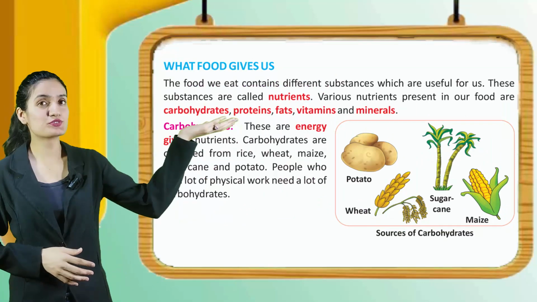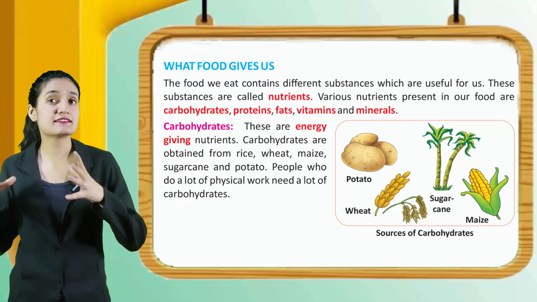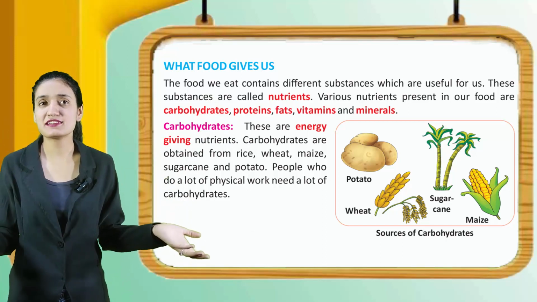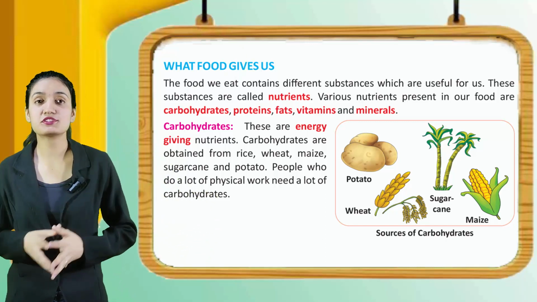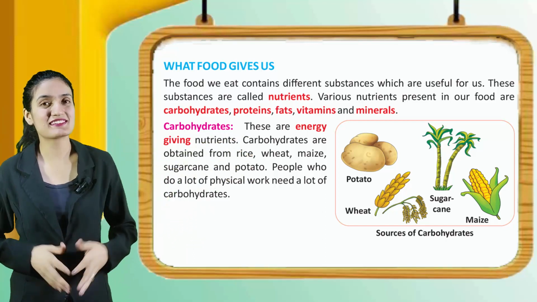Now let's move on to what food gives us. The food we eat contains different substances which are useful for us. These substances are called nutrients. Various nutrients present in our food are carbohydrates, protein, fats, vitamins and minerals.